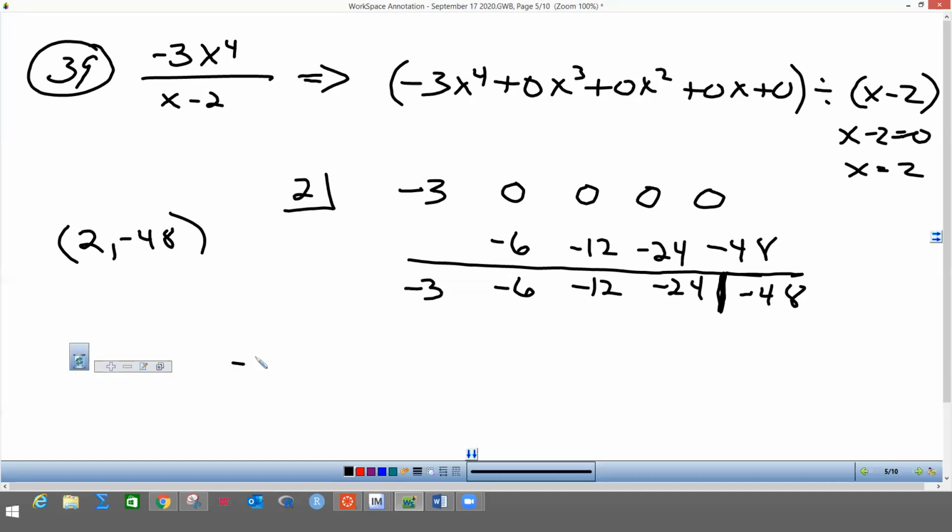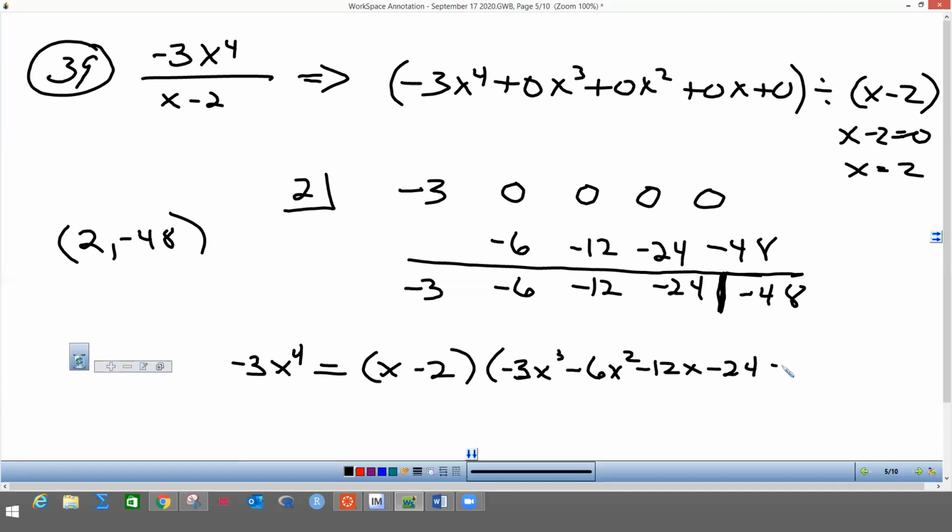Now, if I want to rewrite this, what this means is negative 3x to the 4th is going to equal, because that's the thing I'm multiplying by, the divisor, which is the part on the bottom, times this whole thing, and then I got a remainder here. So again, since this is the 4th, this will be to the 3rd. So this will be negative 3x to the 3rd minus 6x squared, taking that from right there, minus 12x minus 24, and then it's minus 48 over what I was dividing by, that x minus 2. So that right there is what that equals.